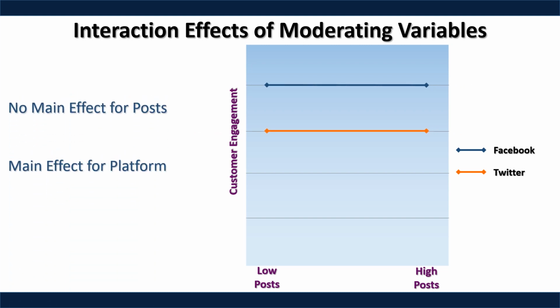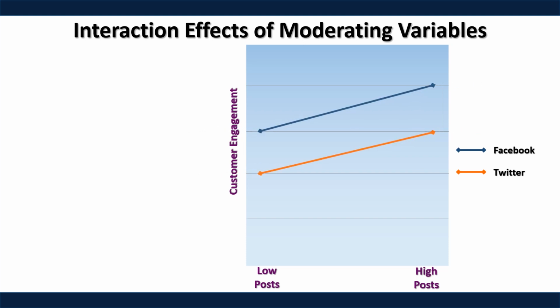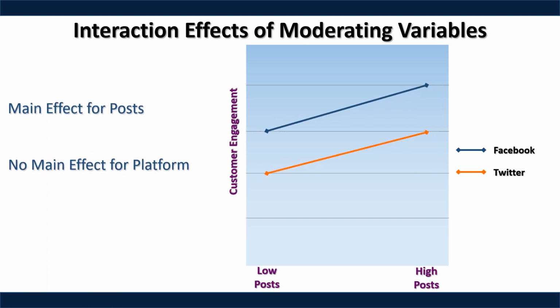In this first arrangement, you can see that there's no significant difference for posts, but there is a significant difference for customer engagement for platforms. The best way to visualize this is to think about what would happen if social media platforms weren't taken into consideration. Then customer engagement for the low number of posts and the high number of posts would practically be the same. Here's an example of when we have a main effect for number of posts, but no main effect for social media platforms.